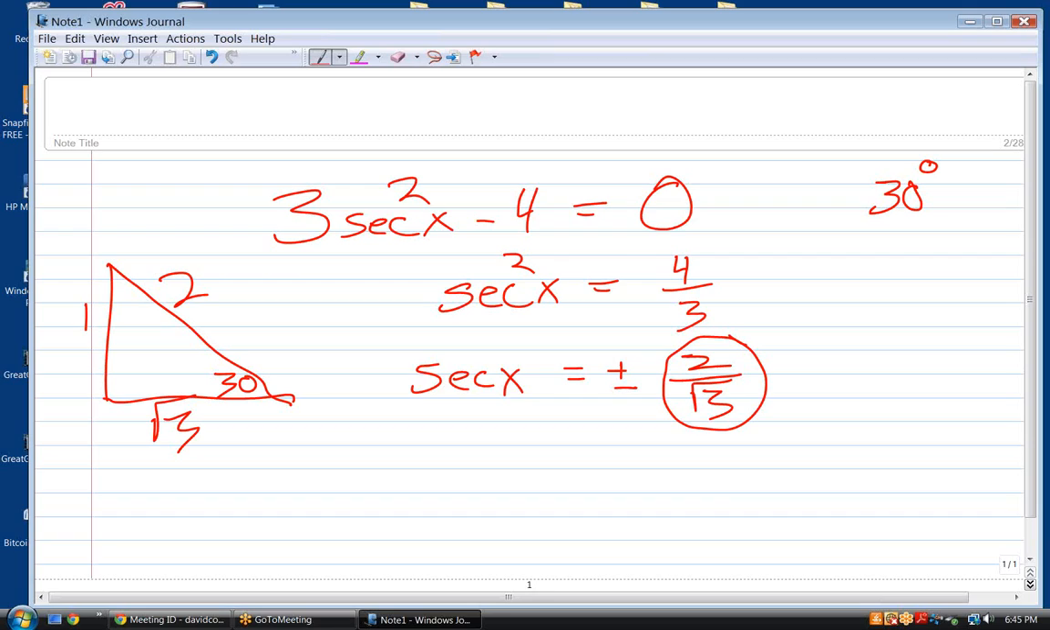Now, that's not the only solution. Since it's plus or minus, were you given constraints that x is between 0 and 2 pi? No. So they want you to come up with, okay, what are all 4 angles in the unit circle going to be? They're going to be 30, 150, 210, and 330.